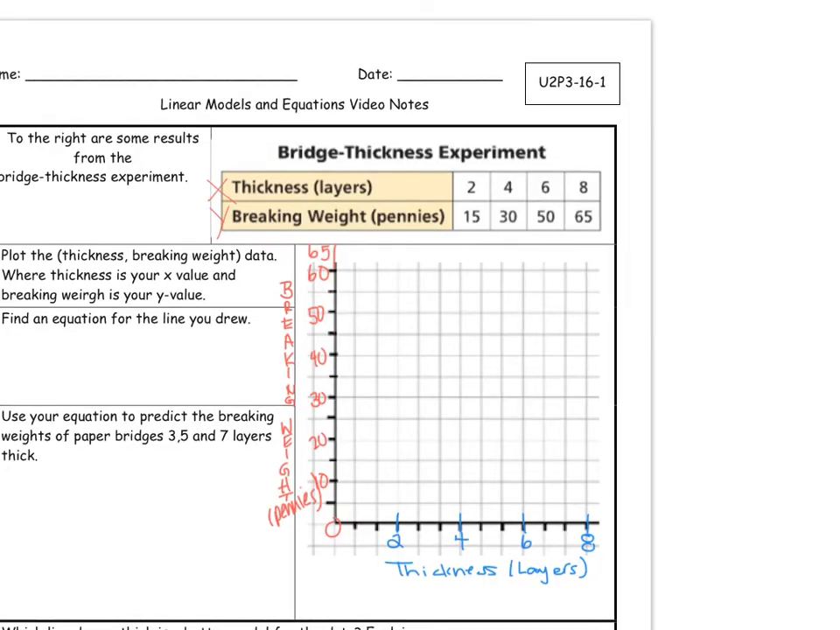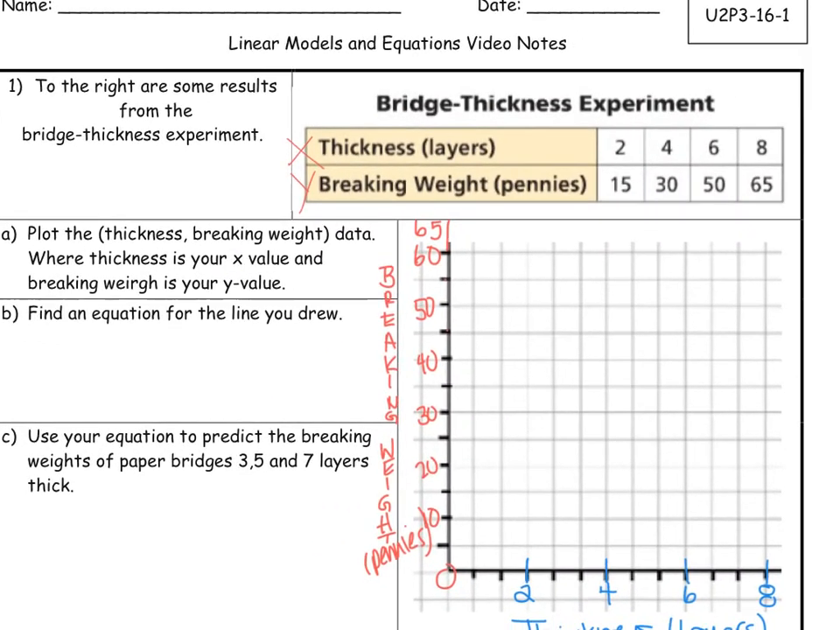So now we're going to graph our data. We're going to graph the bridge thickness, and we are going to graph the layers and the number of pennies it takes for the breaking weight. So for 2 layers, the breaking weight was 15. For 4 layers, the breaking weight was 30. For 6 layers, the breaking weight was 50. And for 8 layers, the breaking weight was 65.